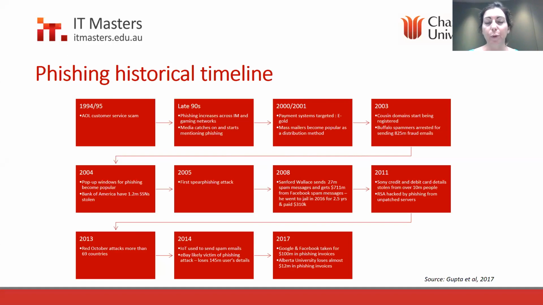And then we sort of moved through the 90s and 2000s. So the media start mentioning phishing through the late 90s. Then the first payment system is targeted, called eGold, in 2000, 2001. They're no longer around. And obviously people are getting hold of mass mailers, and that makes their job so much easier to be able to target thousands, hundreds of thousands of people at a time. 2003 saw an interesting change where cousin domains start being registered. So, for example, PayPal as opposed to paypal.com.au or .com, whatever it might be. So cousin domains are ones that look very similar to the original, but they're not obviously the original.